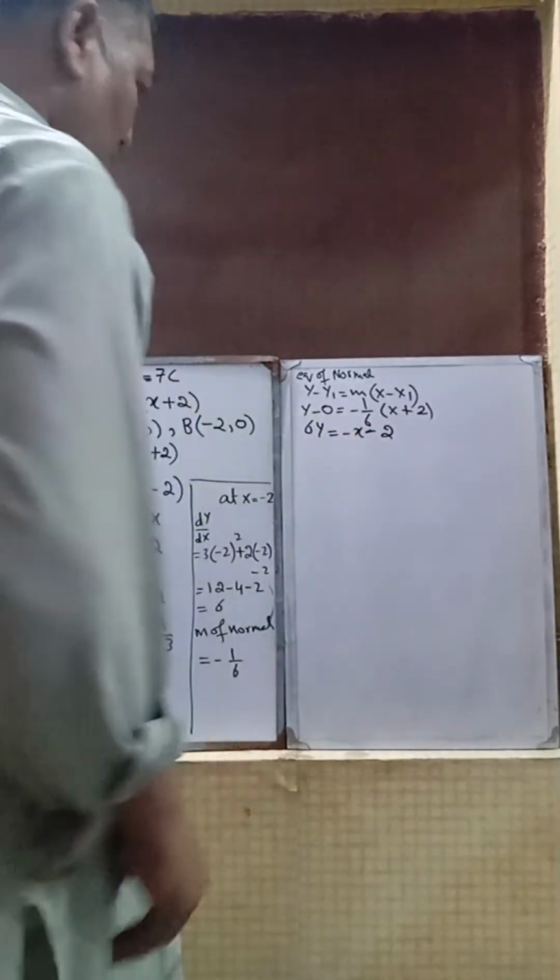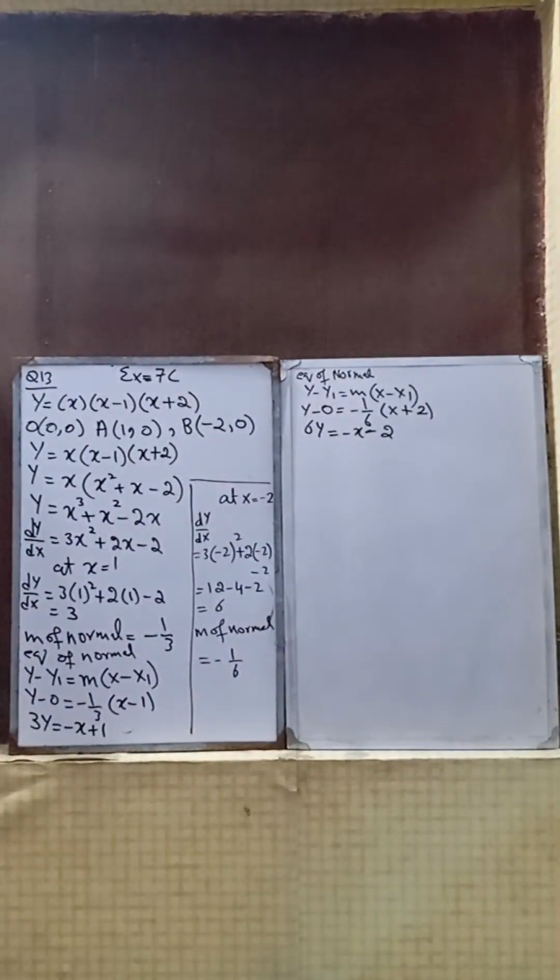Now we know the equation of the normal at the point A, and we know the equation of the normal at the point B, so we can find their point of intersection. They said that the normal at the point A and the normal at the point B intersect each other at the point C. So we have to find the coordinates of the point C. We will solve them simultaneously and find the point of intersection.